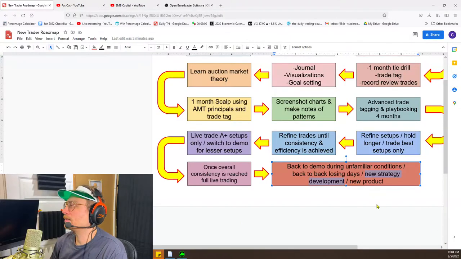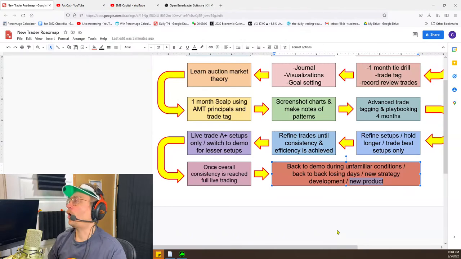Another reason to go back to demo is if you're going to trade a new product. If I've been trading ES minis and I want to go trade NQ, NASDAQ, and don't trade the same, let's fuck around with it on demo because we're going to have to adjust our stops and all sorts of shit. The order flow in crude is really weird. Bonds are super slow. Certain setups may not work in those markets. So that's when you should go back to demo.